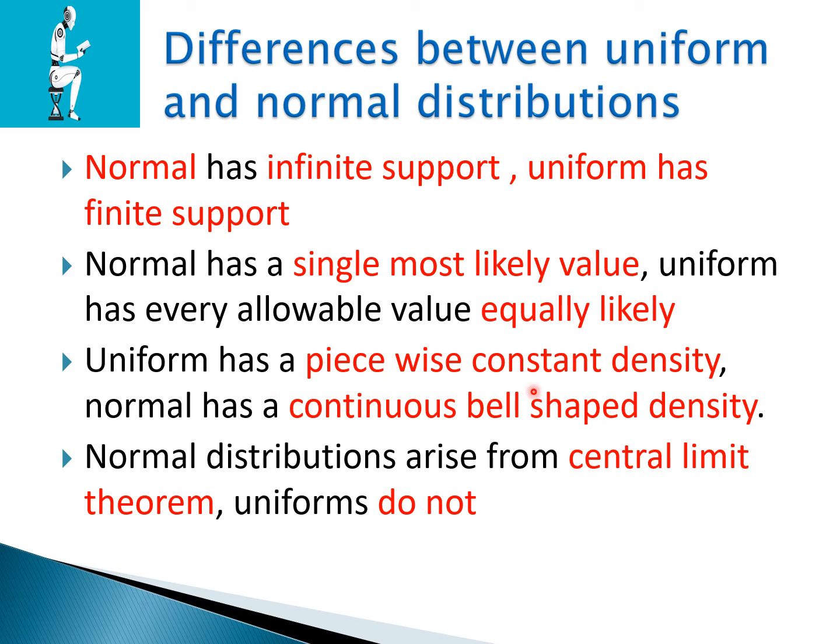Uniform has a piecewise constant density, whereas normal has a continuous bell-shaped density. We can plot the uniform graph in the format of a histogram, but a normal distribution can be represented as a continuous curve, so the curve shape is bell-shaped. Normal distributions arise from the central limit theorem, but uniform does not follow any particular theorem. So these are the differences between uniform distribution and normal distribution.